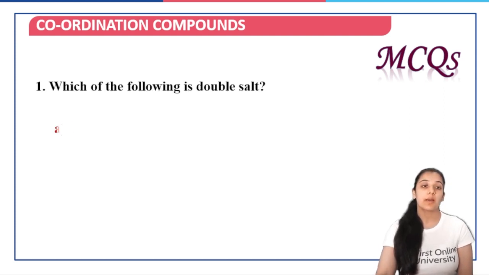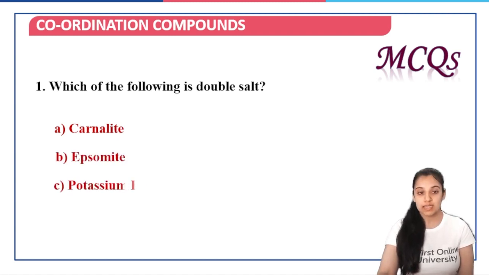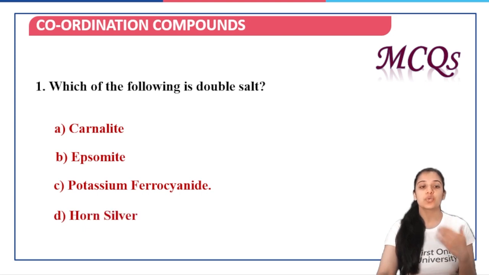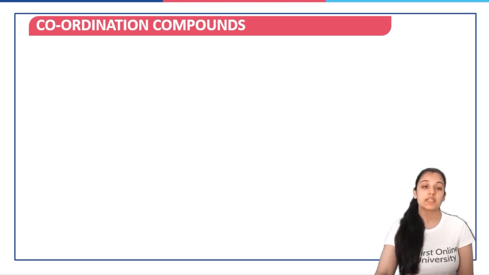Which of the following is a double salt? Carnallite, yes. Epsomite, we've not studied, but go and search the structure of epsomite because we know that carnallite is the right answer here. So we need not go into further options and their structures because we know that only one option is right here. So the correct option is carnallite. But I would still suggest, potassium ferrocyanide we've discussed, go and search for at least the molecular formula for epsomite and horn silver.